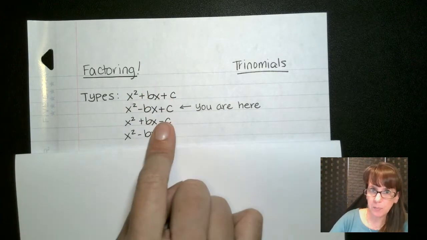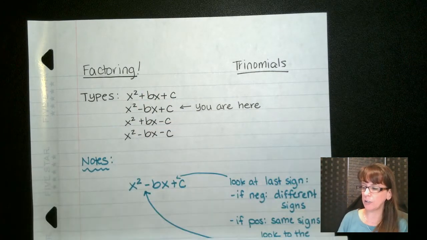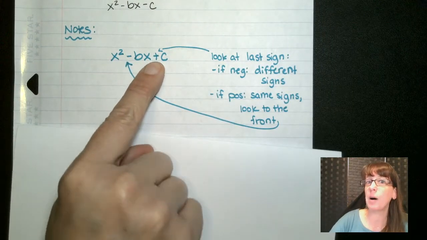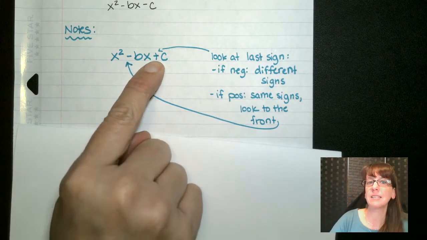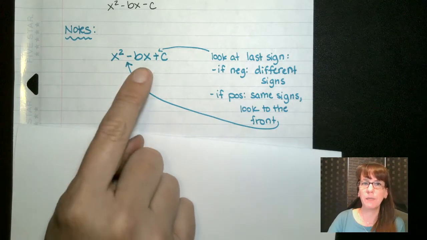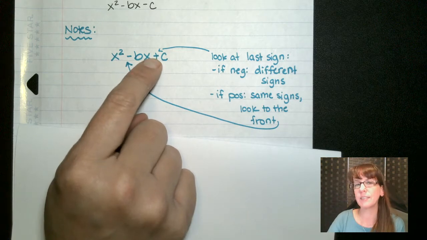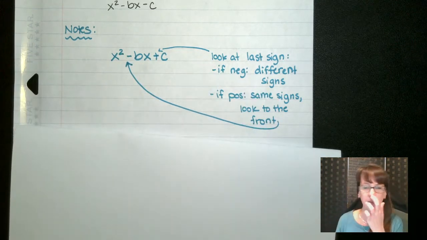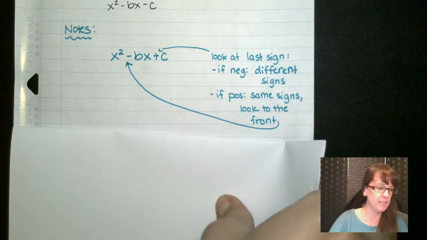You don't have to write this part down, but if you haven't already, here are your notes. Here's what we do. We look at our last sign. If it is a positive, then that means same signs, and we have to look to the front. This tells us negative, negative. If it is a negative in the back here, then I don't care what the front one is because it just means different signs. So if you don't have those notes written down, write those down. All right, let's launch right into this.